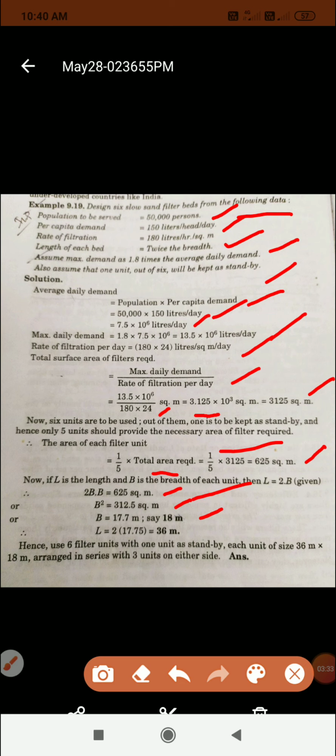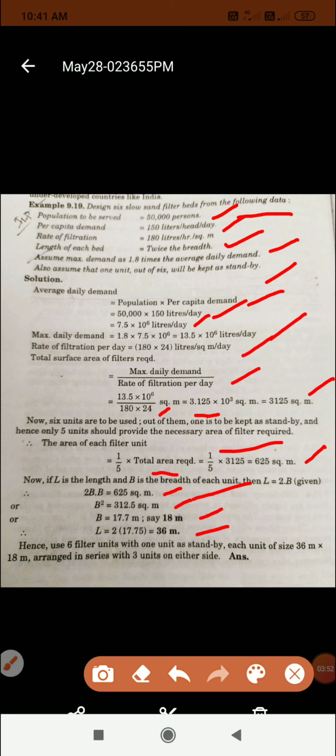Substitute the value of B in the L equation. So L is equal to 2B. Then L is equal to 2 into the value of B, 17.7. The L is equal to 35.4 meter.